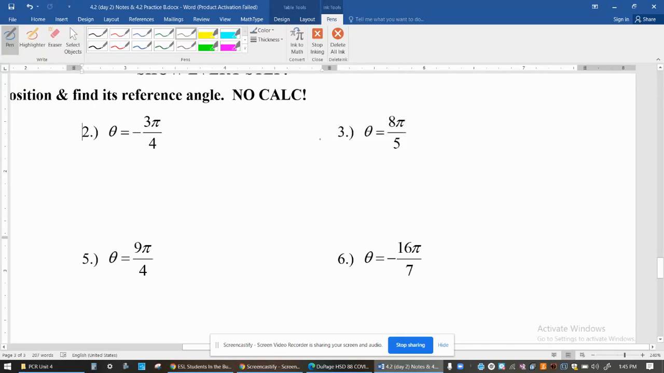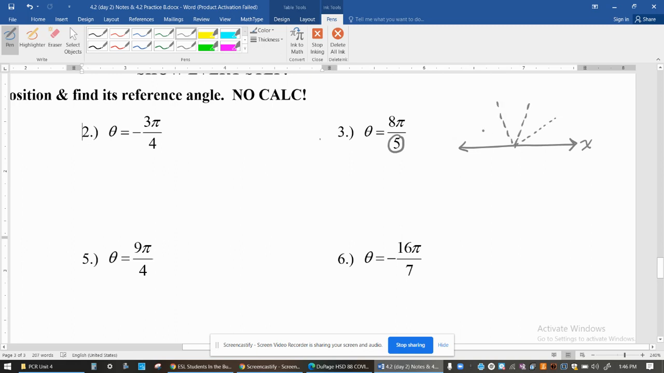Okay, so for number 3 on the 4.2 practice B, we have to graph 8 pi over 5. So remember, the denominator tells us how many equal parts we need to cut the top half of what's above the x-axis and the bottom half. It's going to take sometimes a few tries to draw out an even 5 pieces, but the amount of lines you're actually going to draw is always one less than the denominator. So you're actually only going to need to draw 4 lines.